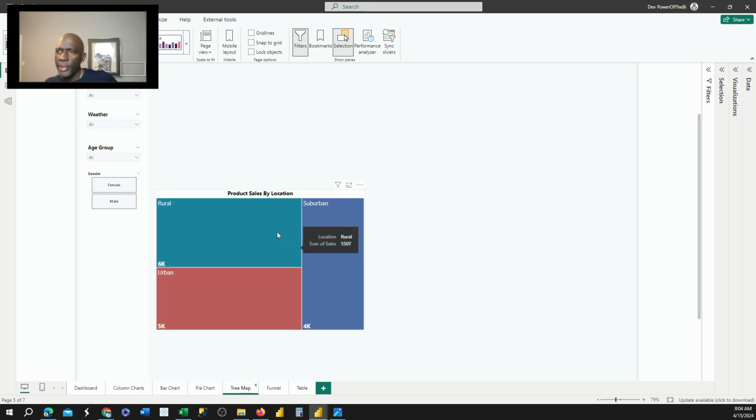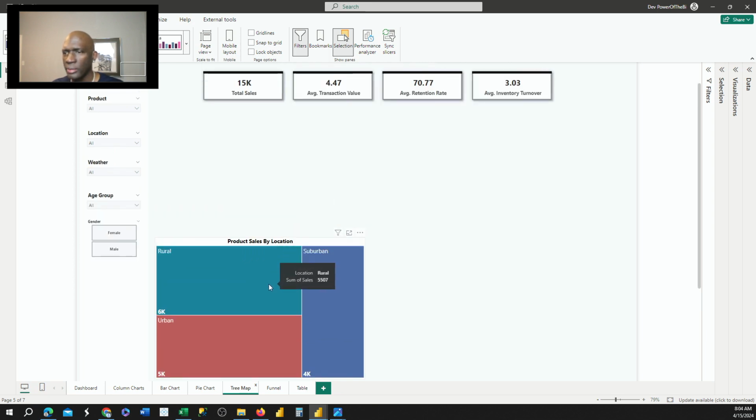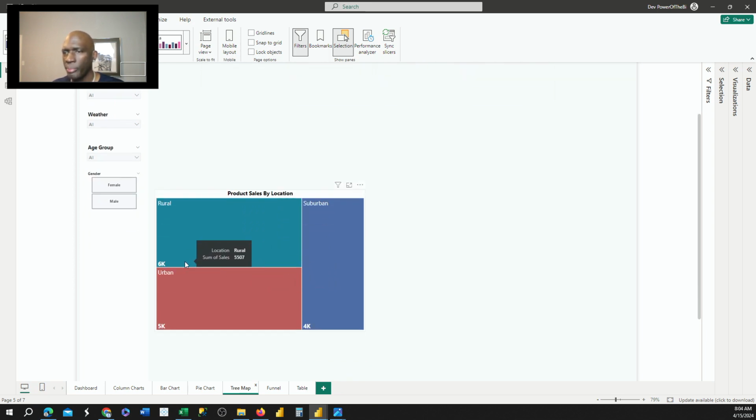So in a tree map, the tree map pretty much shows you the different values of a specific entity within certain categories. And the values that we're looking at here are product sales by location. And the categories are rural, urban, and suburban. So we see that in the rural areas, there's 6,000, the value of 6,000 being sold, 5,000 being sold in urban, and 4,000 being sold in suburban.